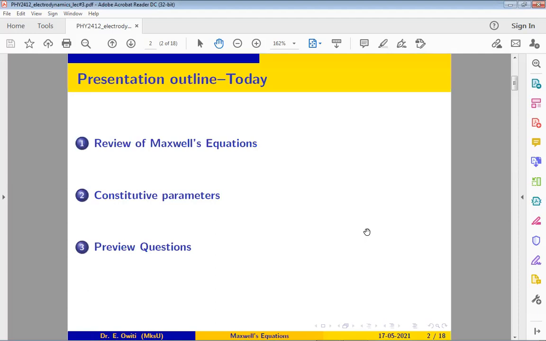So we are basically going to look at 3 areas. That is, first we shall review the Maxwell's equations that was introduced in the previous lecture. Then we will look at what we call the constitutive parameters. And then finally, we shall look at questions that you have to use the Maxwell's equations to solve. And this is actually the main part of this lecture, how to apply the Maxwell's equations.